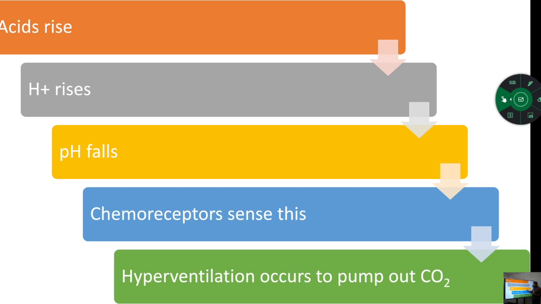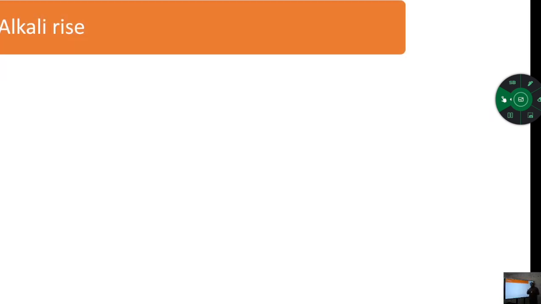If you increase the respiratory rate, that is known as hyperventilation. If you ventilate very fast, it is known as hyperventilation, and hyperventilation occurs to pump out the carbon dioxide. So this is the response when acids are building up in our body. So you can imagine, when alkali rise, when the basic nature of the body fluid increases or the bases accumulate, what happens?